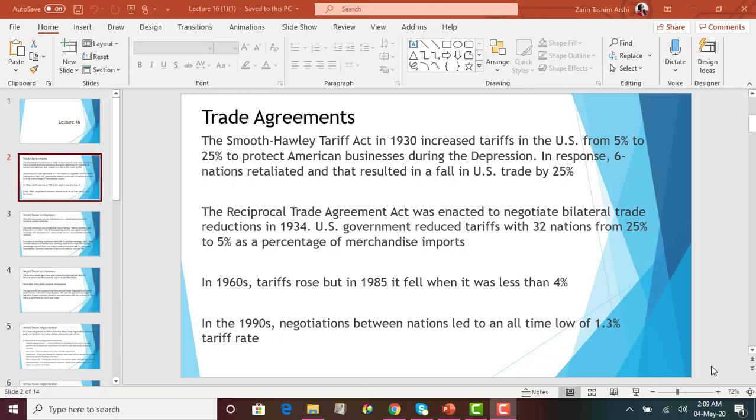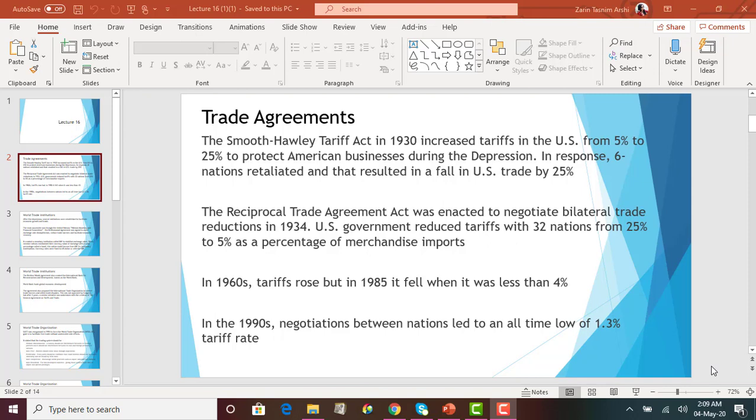Then another act came, called the Reciprocal Trade Agreement Act, which was done in order to negotiate bilateral trade reductions in 1934. Basically, the US government saw that US trade decreased by 25%, so they reduced the tariff for 32 nations from 25% to 5%. So not for everyone, just for 32 nations, they decreased the tariffs from 25% to 5% as a percentage of merchandise imports.